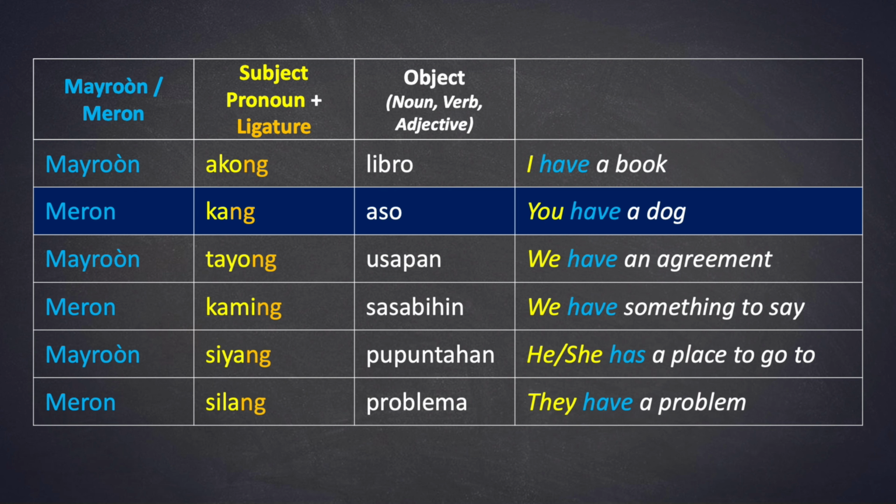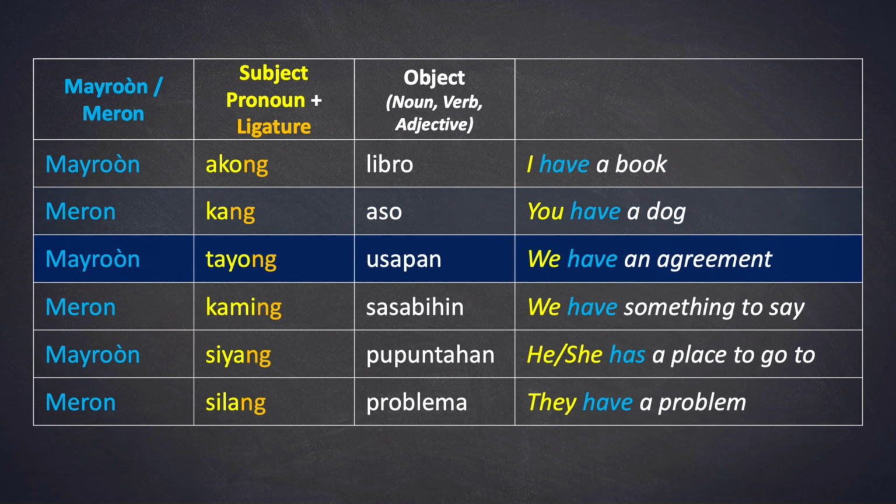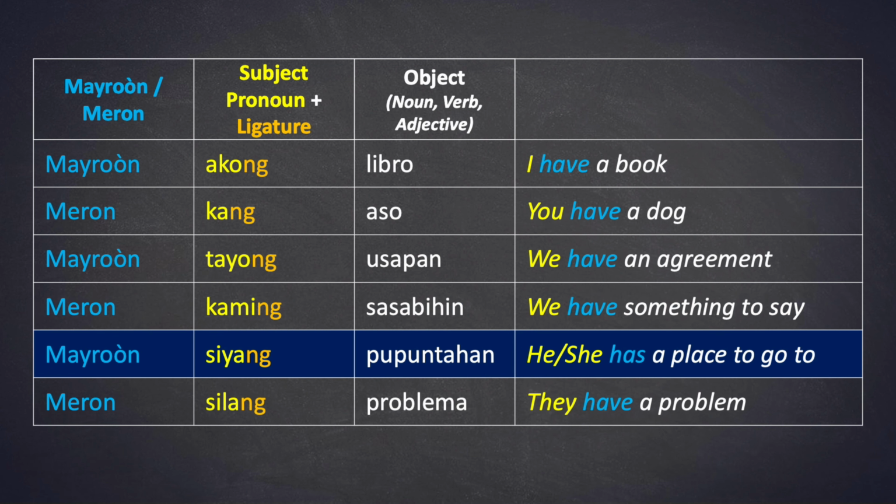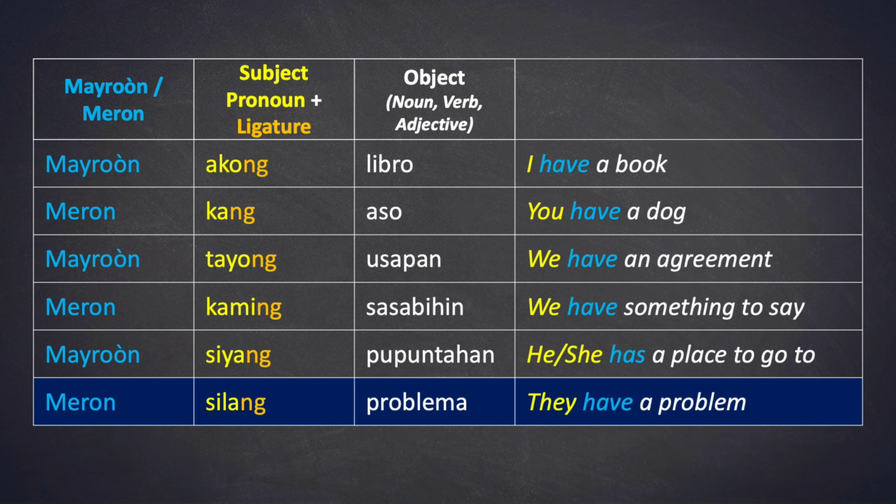Meron kang aso. You have a dog. Mayroon and meron are interchangeable. Mayroon tayong usapan. We have an agreement. Meron kaming sasabihin. We have something to say. Mayroon siyang pupuntahan. He or she has a place to go to. Meron silang problema. They have a problem.